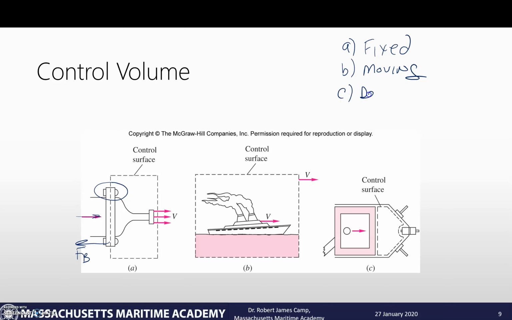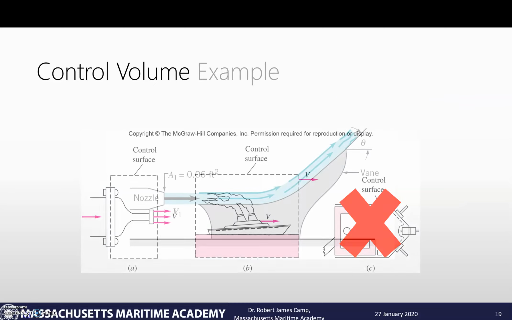C is what we call a deformable control volume. A deformable control volume is a more advanced concept because it's a control volume, but it's still changing. What we have here is a piston. Typically you'd be looking at this area here, and you'd want to know how the pressure is changing, how the temperature is changing, what's going on with combustion, things like that. Because that is a more advanced concept, we're not really going to be worrying about deformable control volumes in this class.